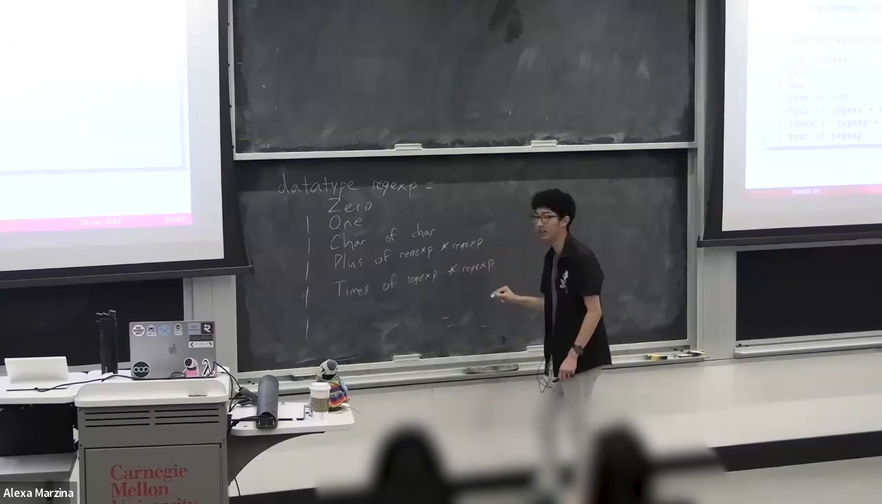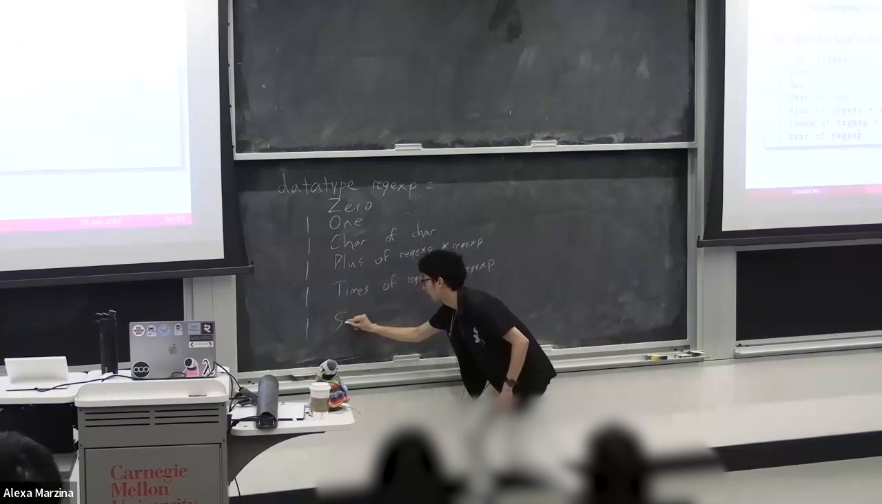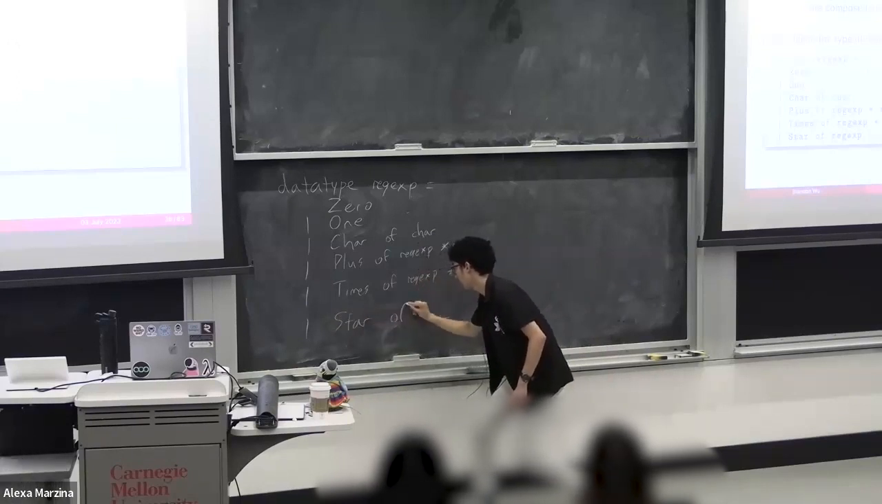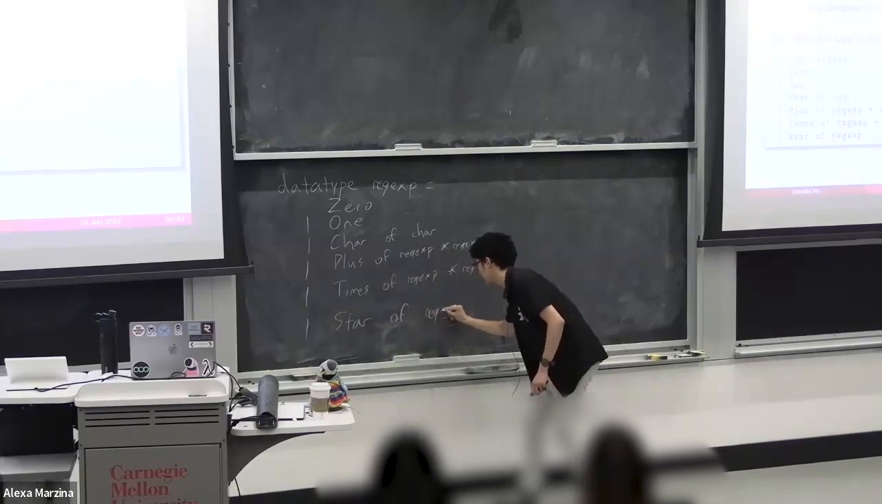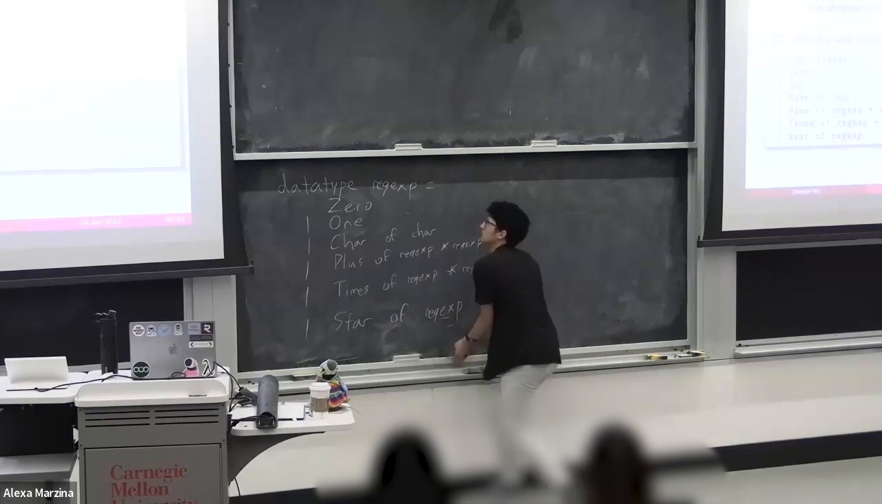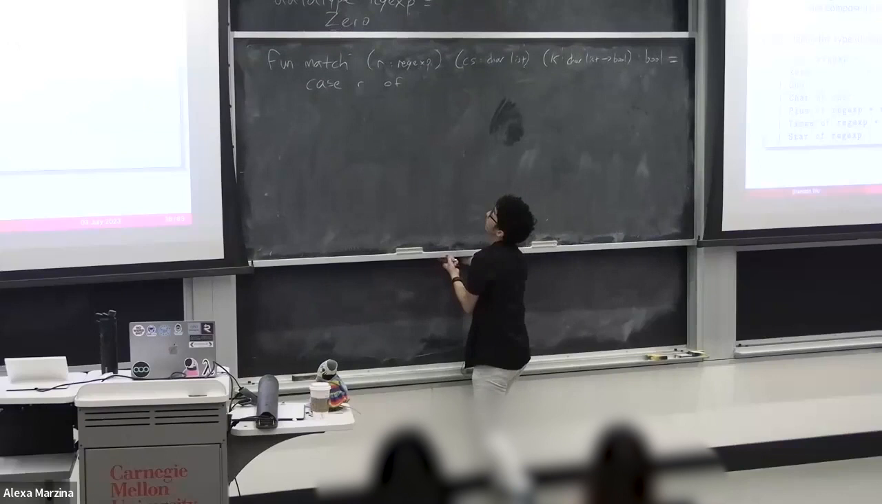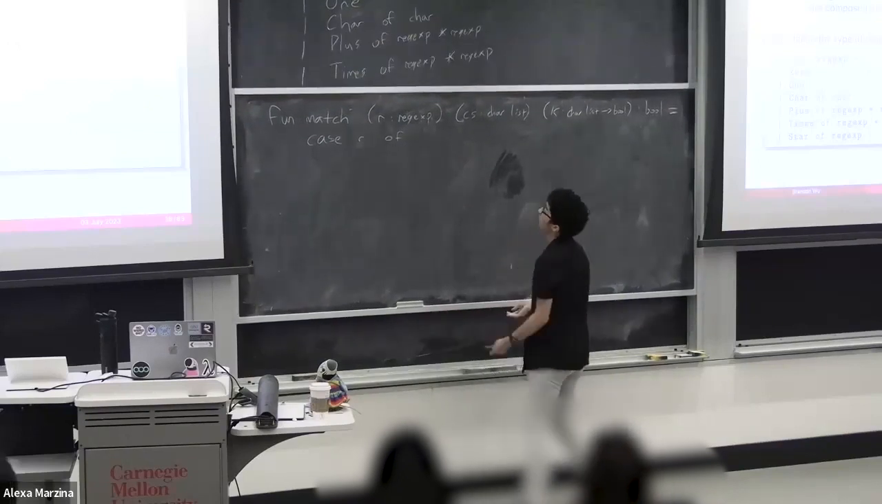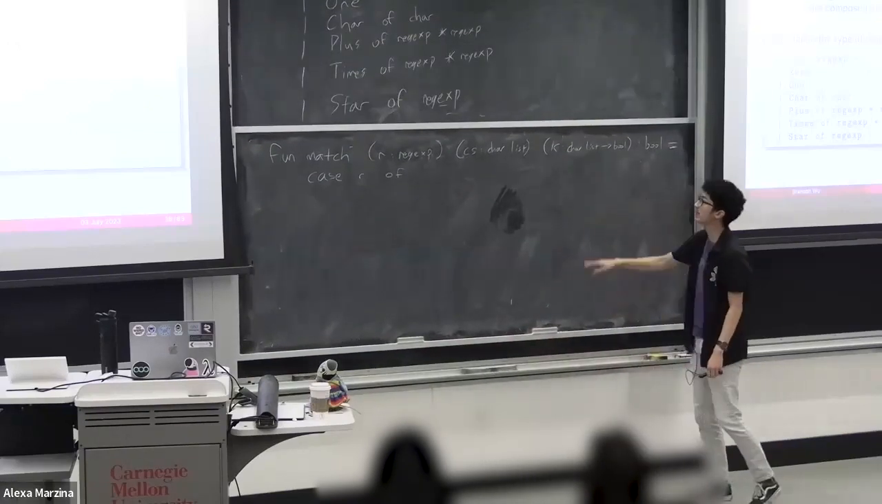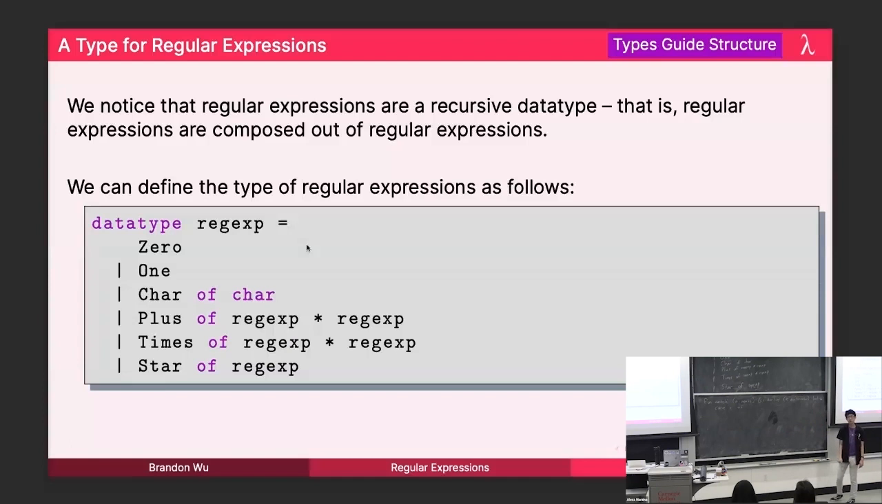Or it's going to be the Kleene closure. It's going to be the Star of a single regular expression. Okay? So that is all you need to know to do regular expressions. It's these 6 variants. And we're going to define a recursive function that goes over all 6 of these variants and then matches whatever language we want.